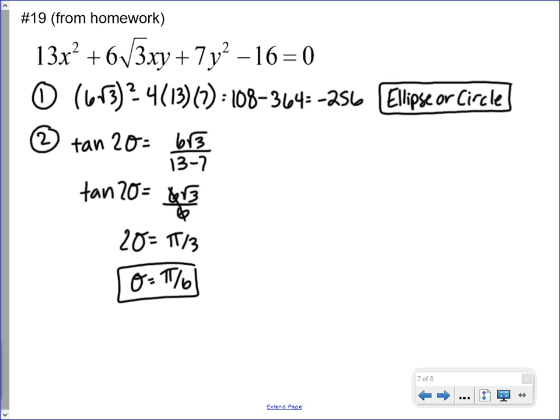Take a quick minute to check the board. Did your discriminant come out to negative 256? So that's a negative value. It would be an ellipse or a circle. Let me know if you're not getting that value. Be careful when squaring 6 squared, 36. And in step 2, your angle of rotation should be pi over 6, which I feel good when I get that because I know that that is an angle on the unit circle, so I'm feeling okay with that. Raise your hand if you're needing any assistance or having any questions.